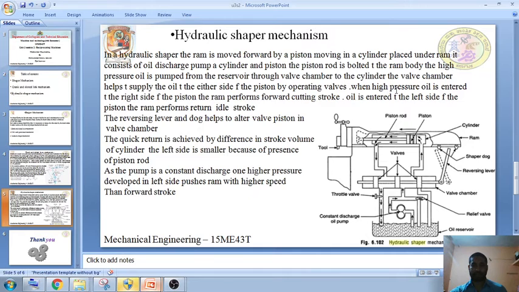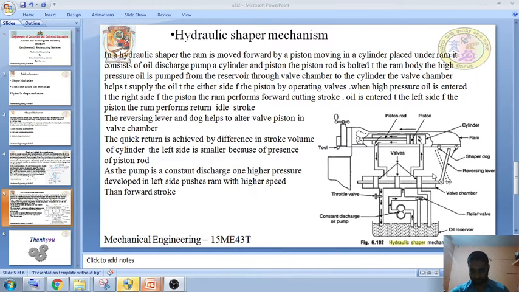When the high pressure oil enters on the right side of the piston, you can see this is the right side of the piston, the cutting action takes place. The ram performs the forward stroke. The pump pumps the oil from here to the valve chamber. It comes from this slot to the right side of the piston with high pressure. The oil pushes the piston from right to left, and since the piston is connected to the ram, it slides the ram from right to left. That performs the forward stroke.